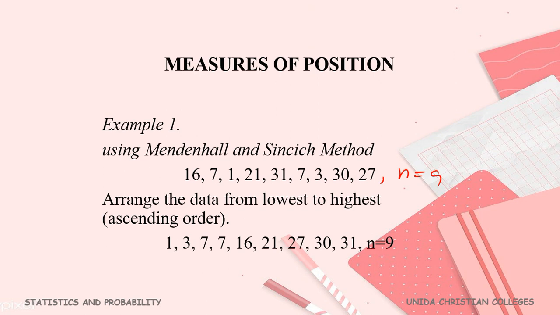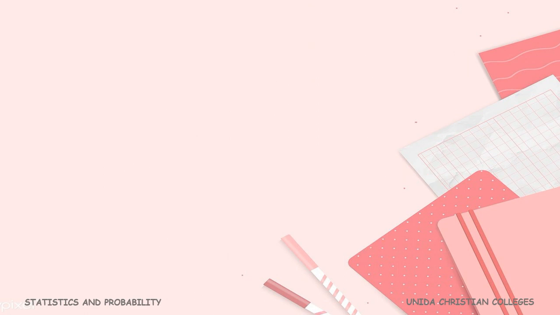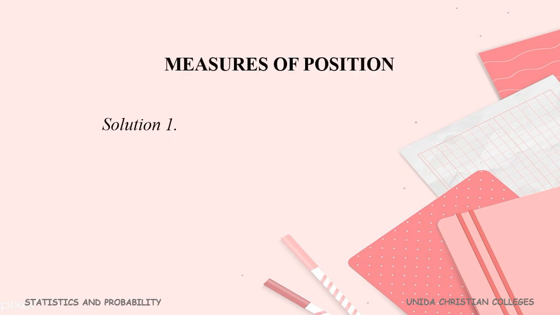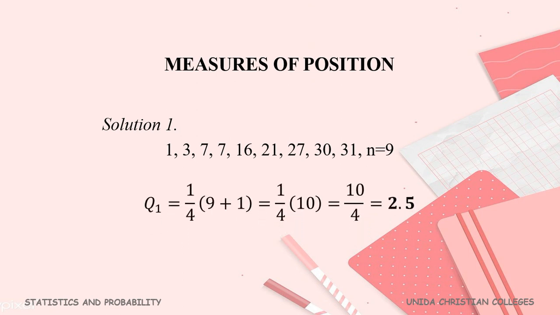Okay, next. After mong mag-arrange, anong sunod? Ayan. So, hahanapin po natin si first quartile tsaka si third quartile. So, sunod mo po after ng arrangement is you will solve for the position. After mo ma-solve si position, you will find the value and then you will interpret. Okay? So, let's have our solution number 1, which is for the first quartile. Okay, so again, we have this data, arranged data, and the total number of our sample is 9. So, gagamitan po natin siya ng formula.